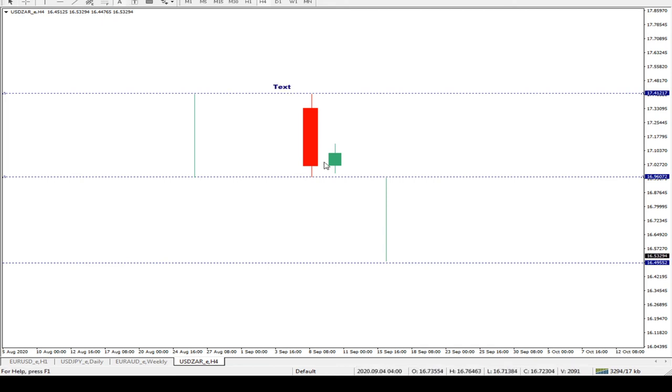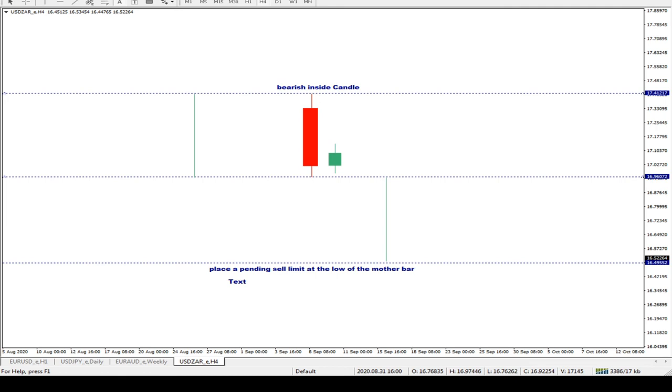So the few rules on this one: this is a sell inside candle, a bearish inside candle. And then how we use it for entry, we place a pending sell limit at the low of the mother bar. That's the first thing. You have to place a pending sell limit at the low of the mother bar, and then the next thing, your stop loss should be at the high of the mother bar.